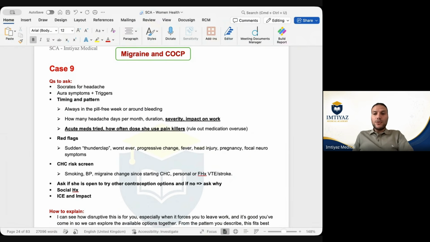So she doesn't want to change combined oral tablets. She's happy with that. You offer alternatives, you offer non-hormonal, you offer progesterone-only tablets. No, she doesn't want them. She insists on combined tablets.